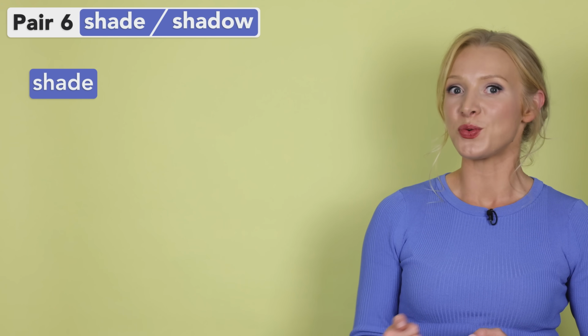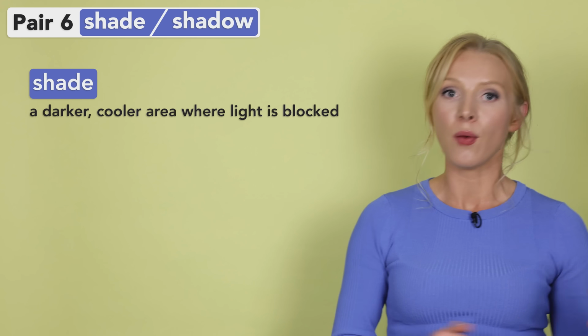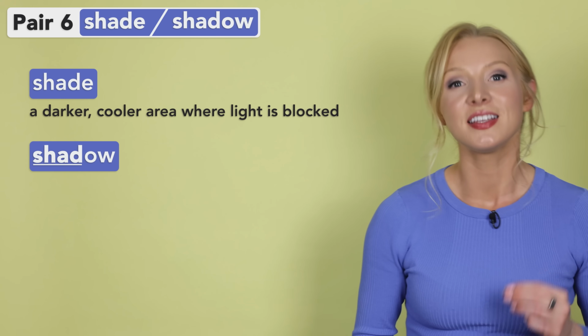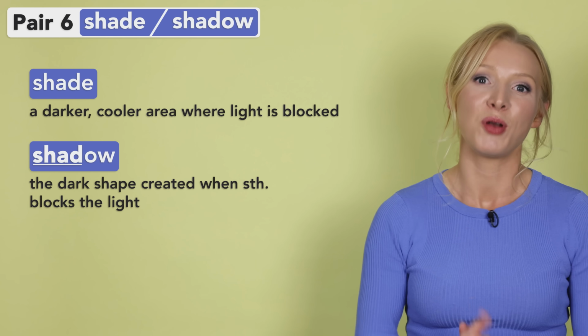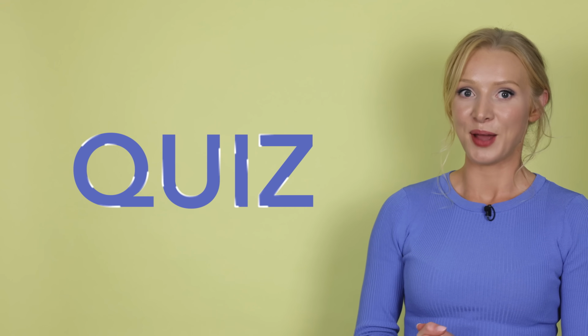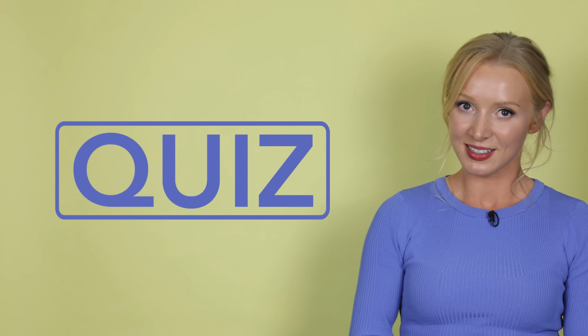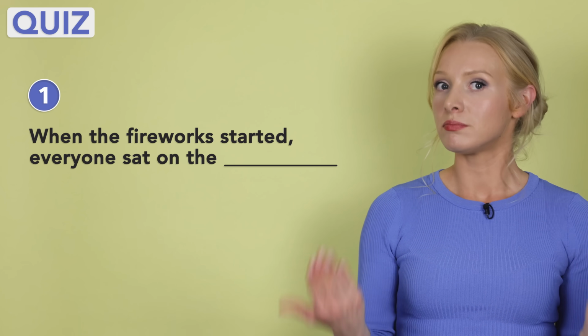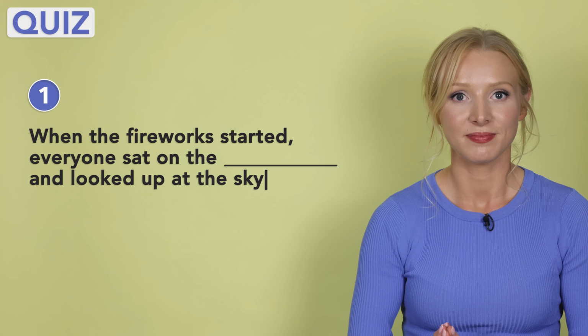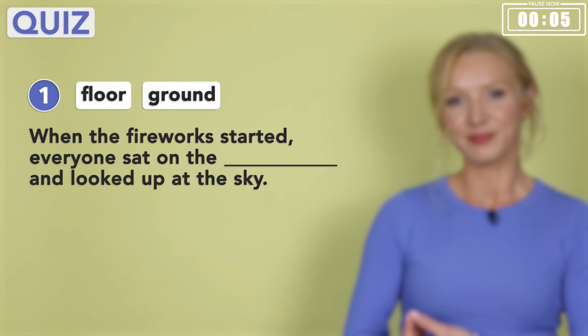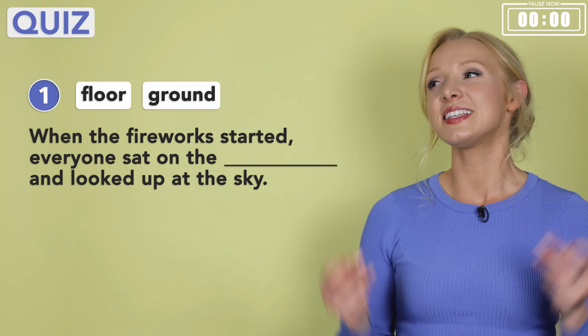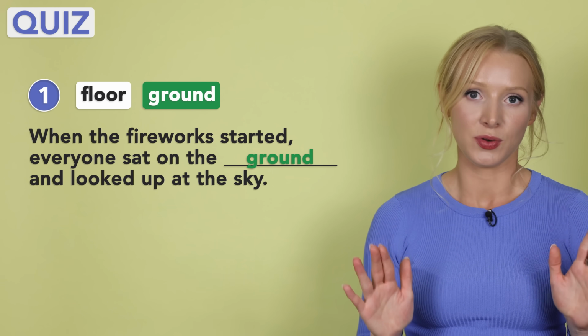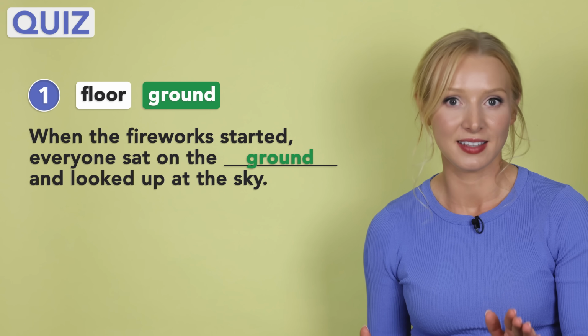So, shade is all about the darker, cooler area where light is blocked. Shadow is the dark shape created when something blocks the light. Okay, it's quiz time. Are you ready to test what you've learnt? Let's begin with number 1. When the fireworks started, everyone sat on the and looked up at the sky. Is it floor or ground? It is ground, because we don't set off fireworks inside.